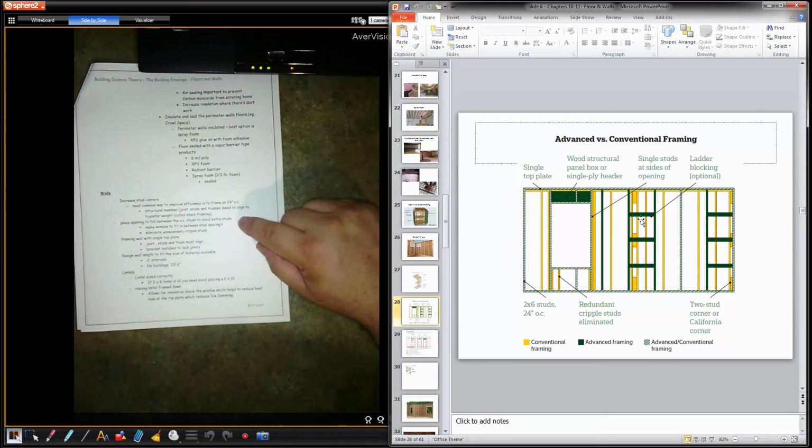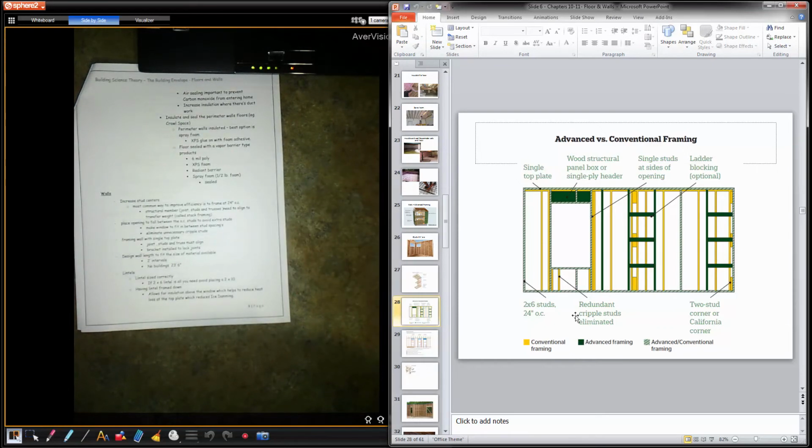Okay, that's not really what this is about, but what this picture here is showing, conventional framing is in yellow, advanced framing is in dark green, advanced conventional framing is in green with diagonal lines. So basically, how many studs are you saving? So if you go with the dark green advanced framing, so you got 1, 2, 3. I guess there's one here, so 4, 5, 6, 7, 8, 9 studs if you went with advanced framing.